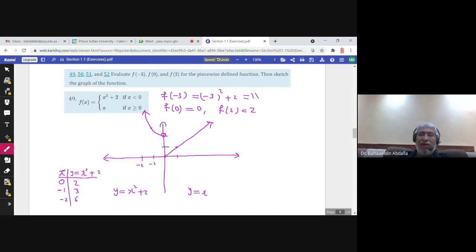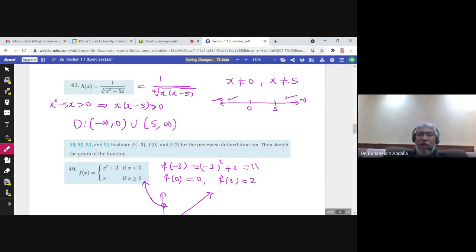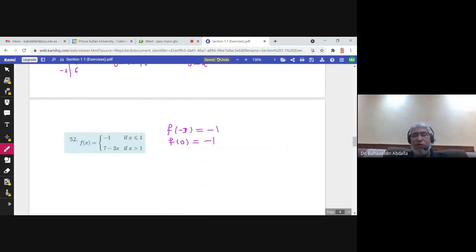Another example. Here, the important number is 1. Let us find f of negative 3. Where is negative 3? Greater than 1 or less than 1? Less than 1. So f of negative 3 is negative 1. F of 0. 0 is less than 1. So f of 0 is also negative 1. And we need f of 2.